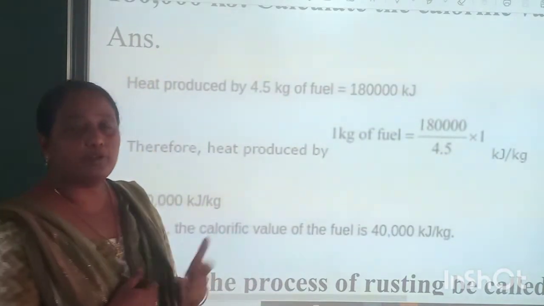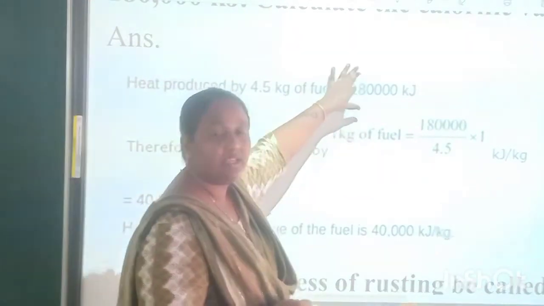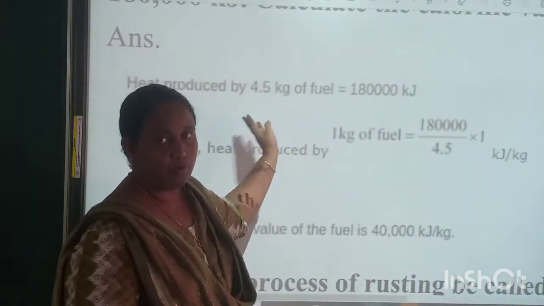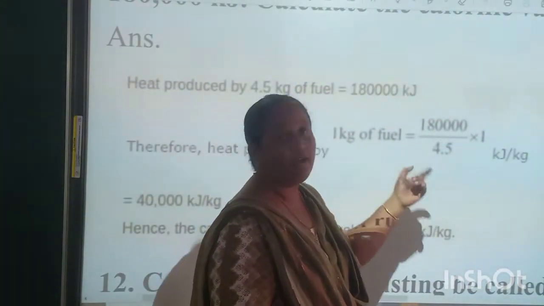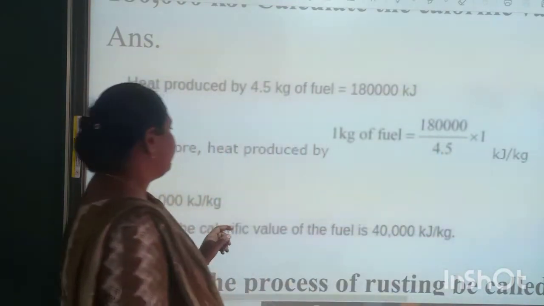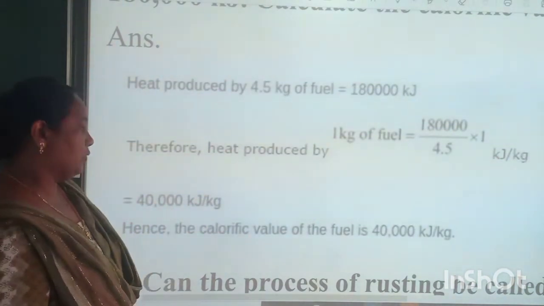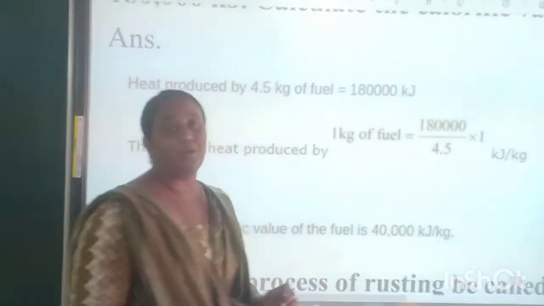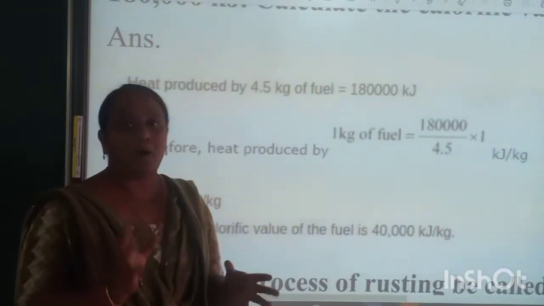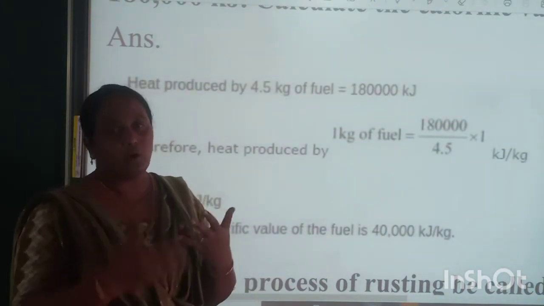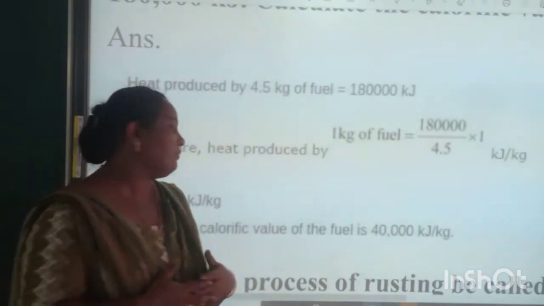Then how much heat will be produced by 1 kilogram of fuel? It is done by dividing the entire energy produced by the amount. So for 1 kilogram, 1,80,000 divided by 4.5 is equal to 40,000 kilojoule per kilogram. Hence the calorific value of the fuel is 40,000 kilojoule per kilogram. That means whatever energy is got from burning 1 kilo of a fuel is the calorific value of the fuel.